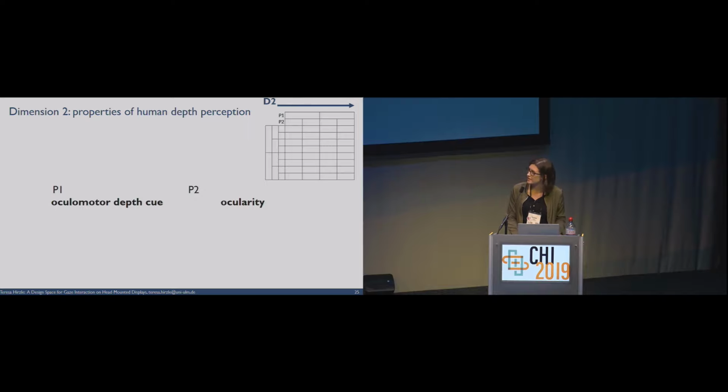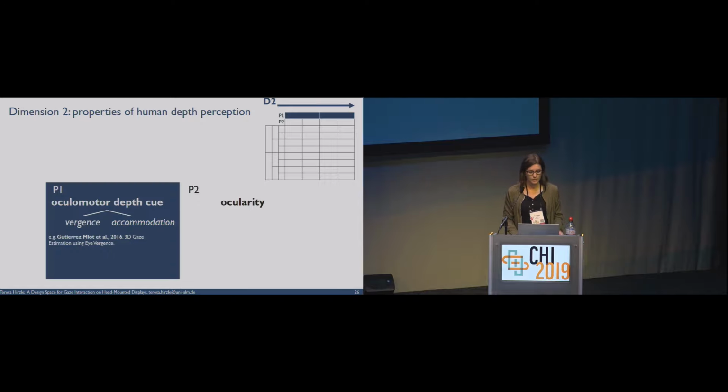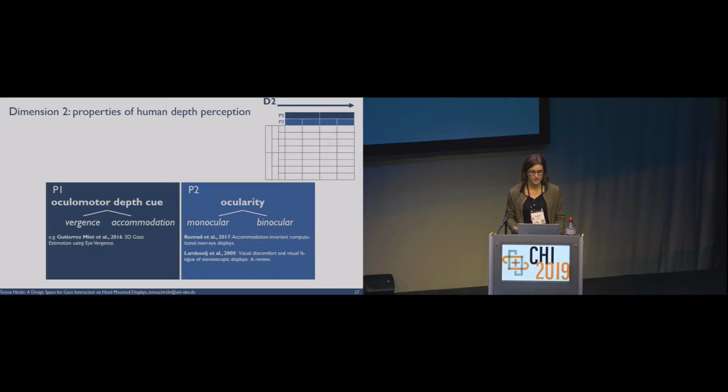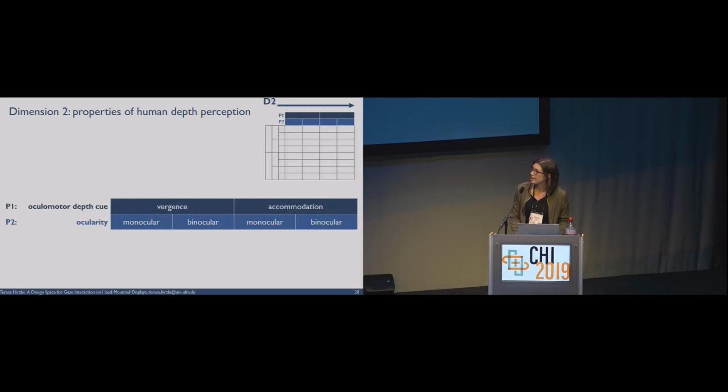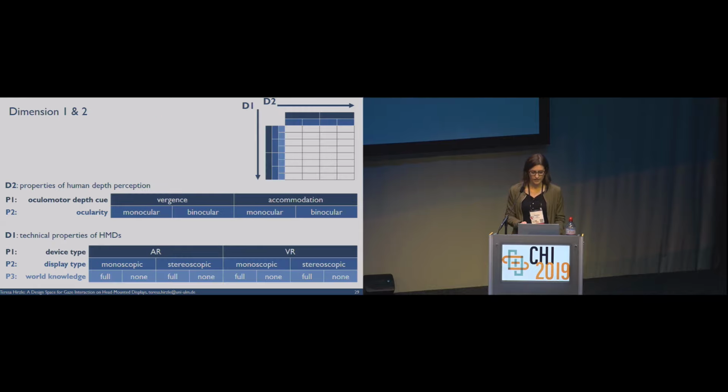Taking those and putting them into parameters, we have oculomotor depth cue and ocularity. Oculomotor depth cue is split into vergence and accommodation, and ocularity is split into monocular and binocular. Again, if we now combine all the values, we get 4 columns, which make up the second dimension. Now, if we take everything together, we get this for dimension 1 and dimension 2. And as you can see, it's already a bit complex.